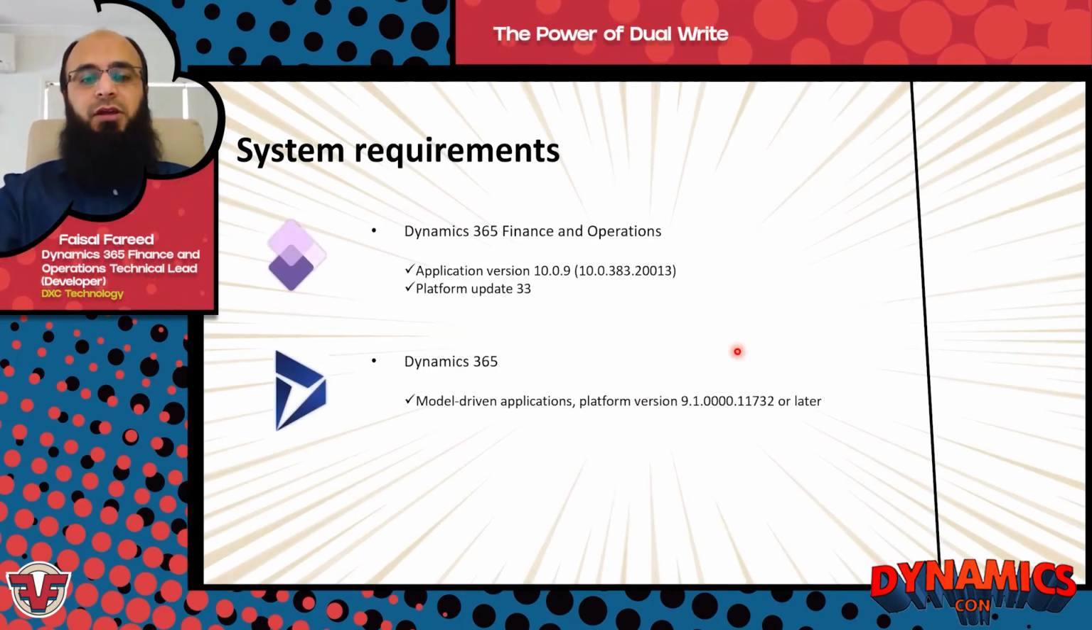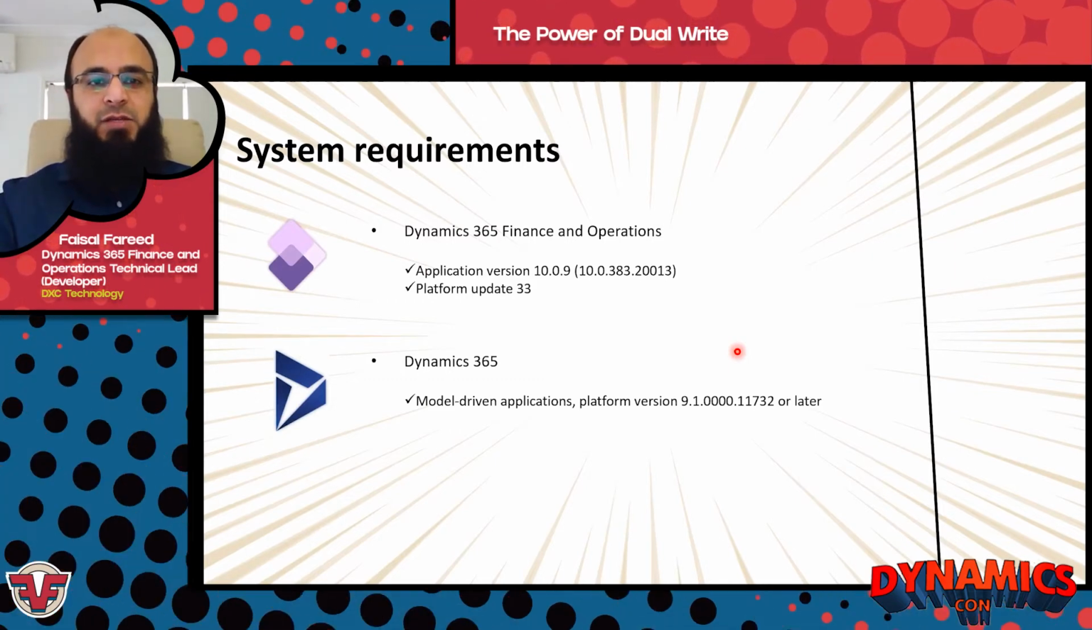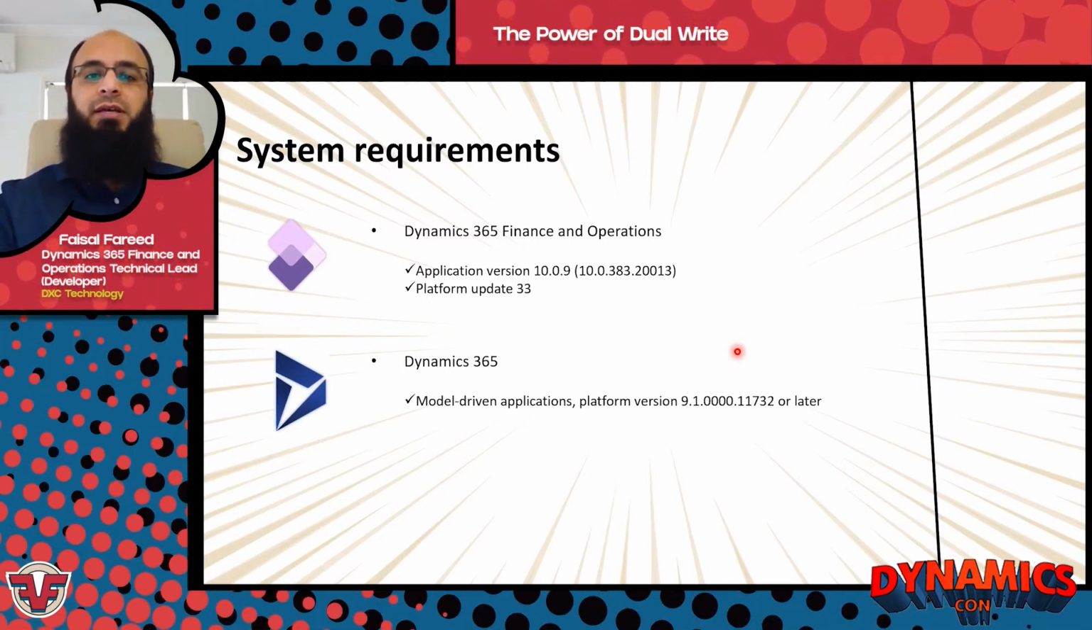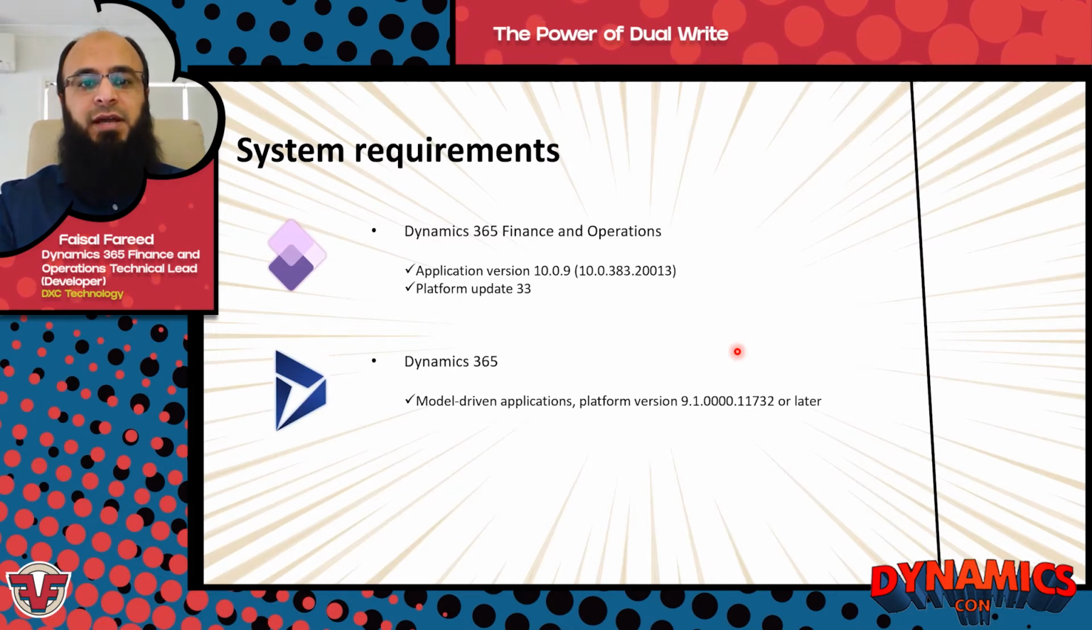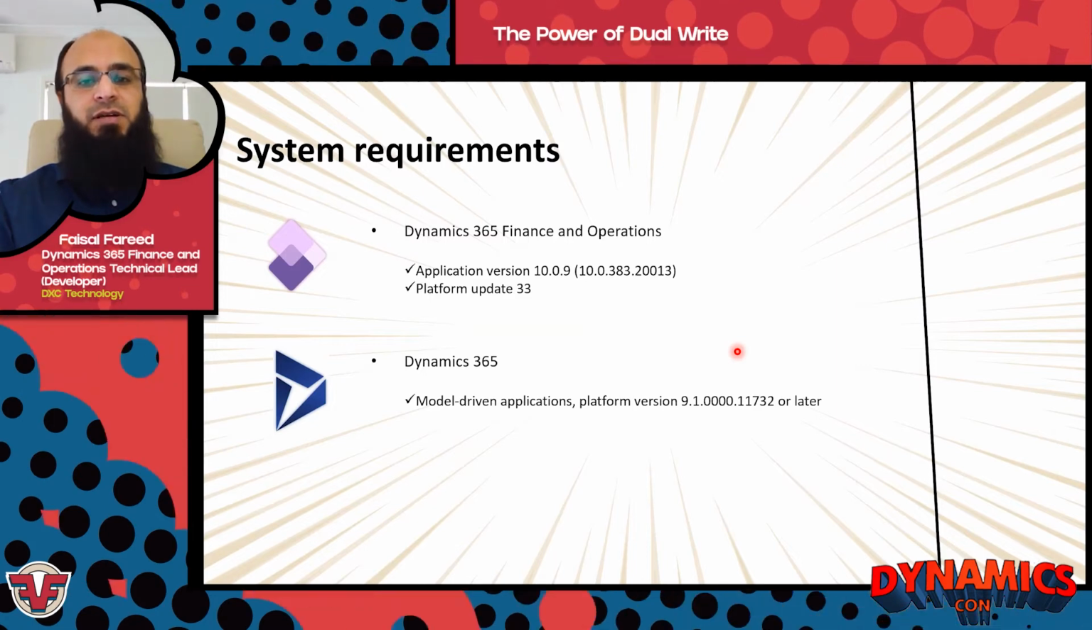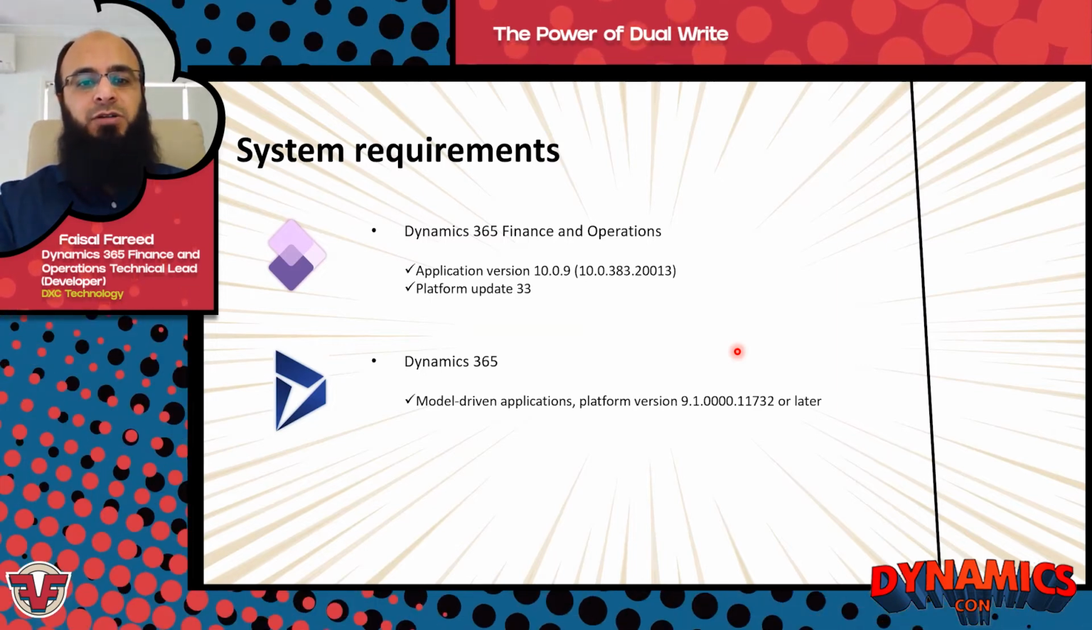Now we understand what dual write is and what its aspects are. If you want to configure dual write, you have to meet certain requirements. On the finance and operations side, the application version has to be 10.0.9, and it has to be platform update 33 at least. On the customer engagement side, it has to be a model-driven application platform version this number or later.